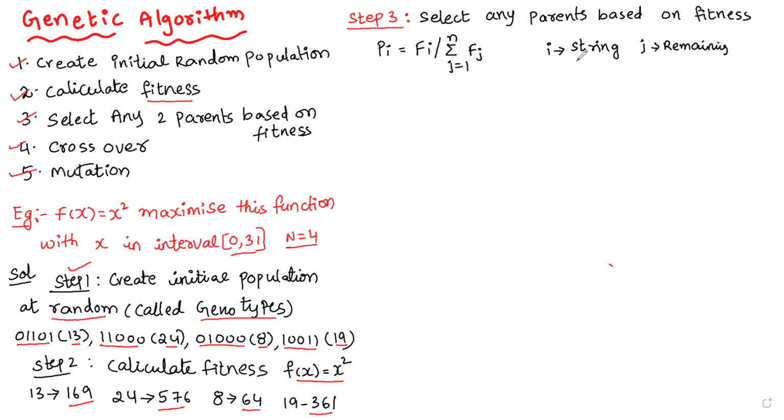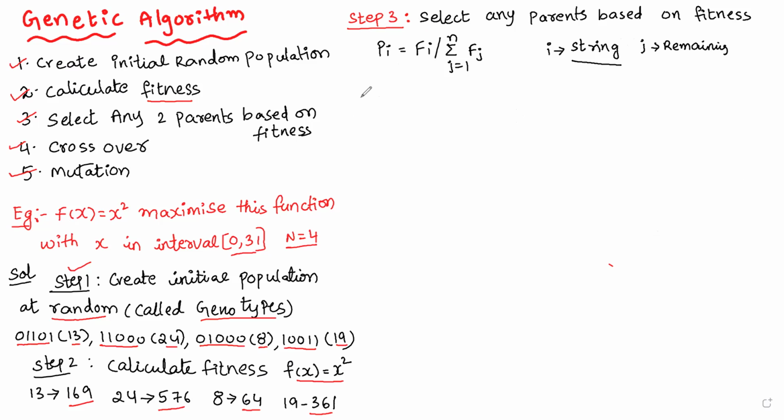What is the meaning of i? i is nothing but the given values, like let us start with 13. These values are called i. j means, when you start with any value, the remaining values are called j. Now let us calculate this P(i).